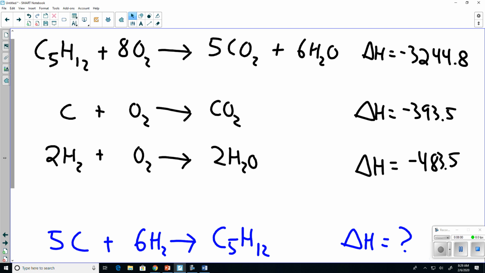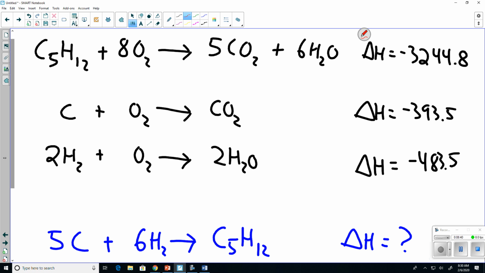For example, look at my blue equation, what I want to get to, and look at the first reaction. What I would notice is the thing that they both have in common is the C5H12. Right? However, in the equation that we want, it's on the product end of the arrow. In this equation, it's on the reactant side. We need to flip the equation around. We need to do the reverse reaction.